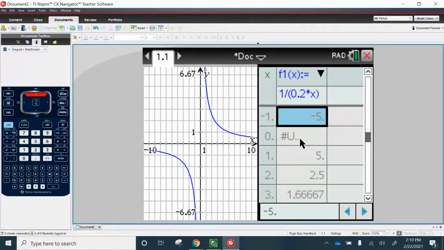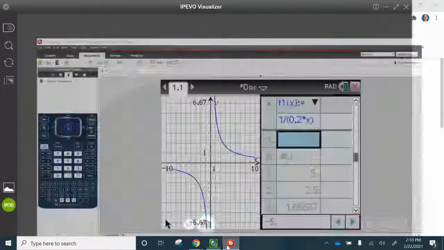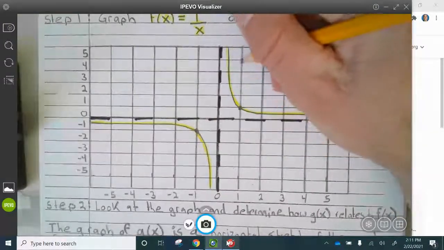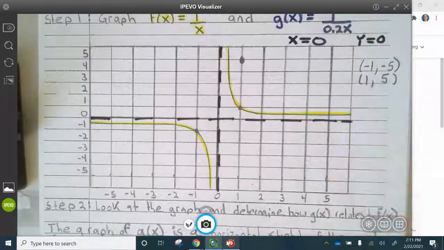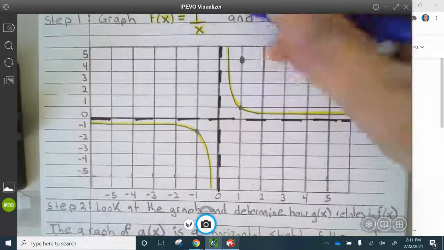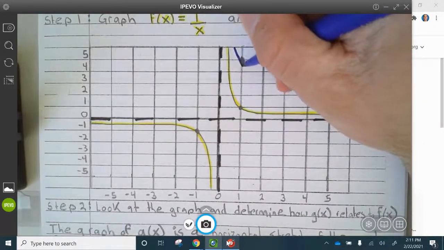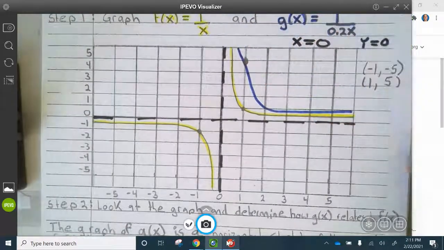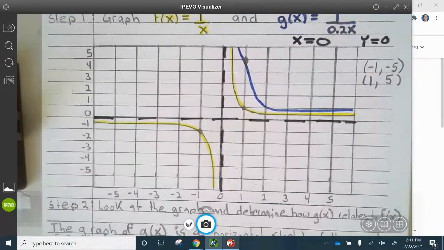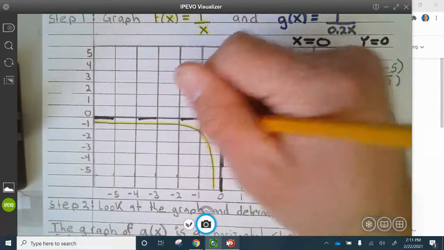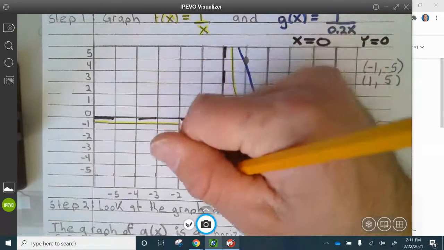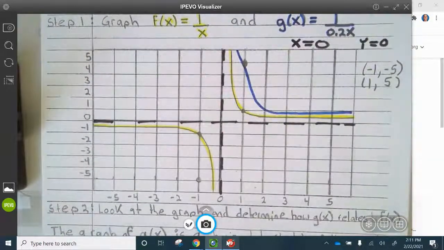All right, so 1, 1, 2, 3, 4, 5. And then remember, the curve lies between these asymptotes, so that comes there, and it's going to come down something like that. And then -1, -5, so -1, -5. There you go. All right.